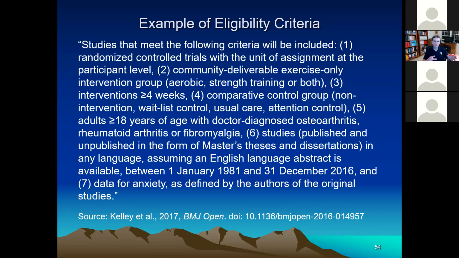And this is one of the areas where reviewers, not necessarily myself, but reviewers will say, well, you can't combine those studies, they're too different.